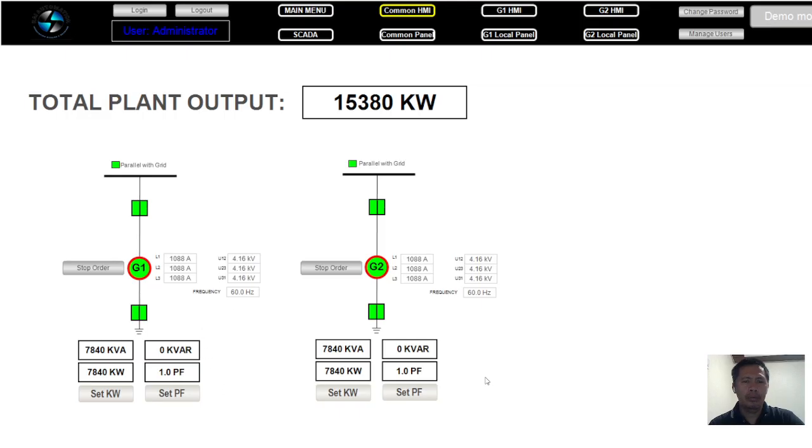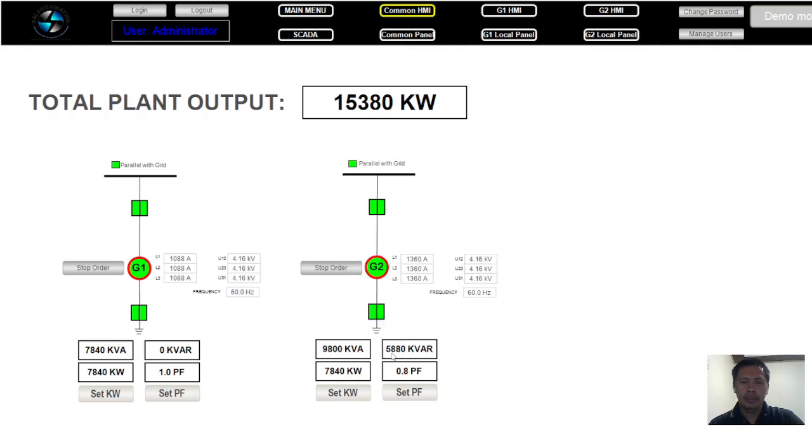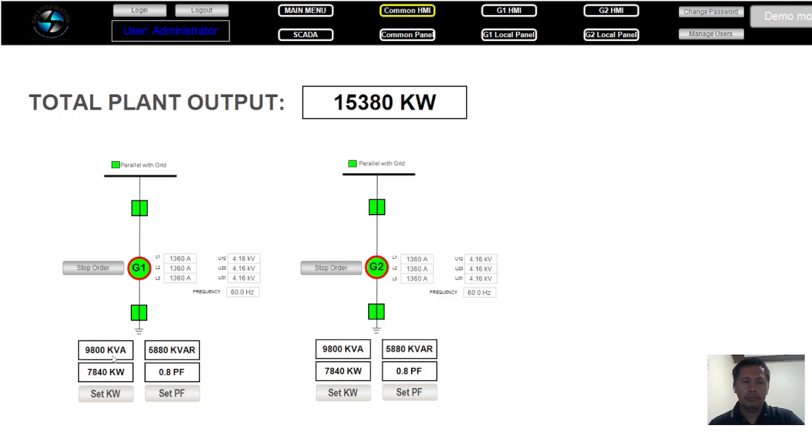Now, to maximize the gensets, if we are selling kVAR, we can also maximize the power factor. We will set the power factor to 0.8 to have maximum kVAR. So now the maximum kVAR power factor is 0.8, maximize. So now that's the total plant output on the SCADA.